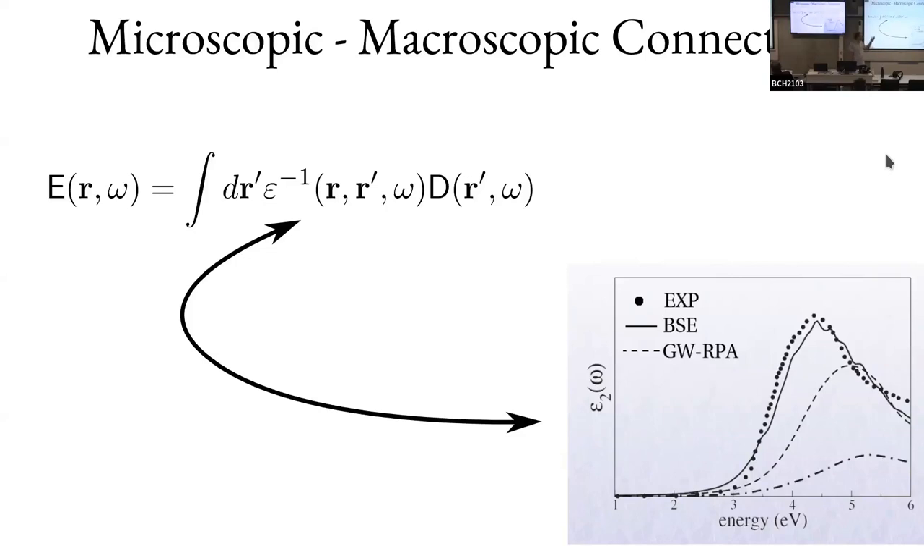Because what we calculate is something you will see in R, R prime or G, G prime if we want to work in reciprocal space. But we want one number. So what is this number if we have this epsilon microscopic? Any suggestion what it could be?